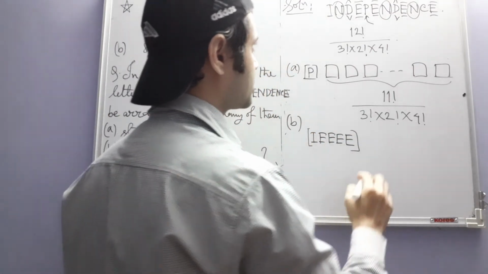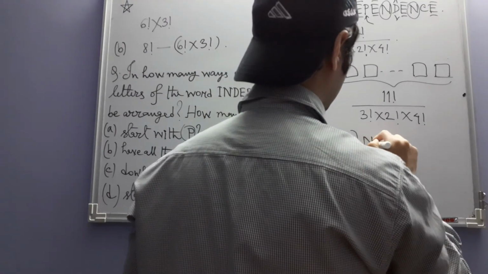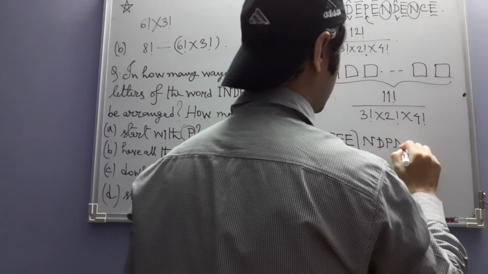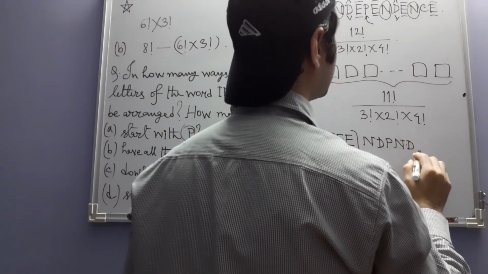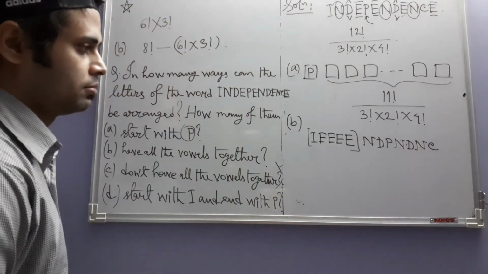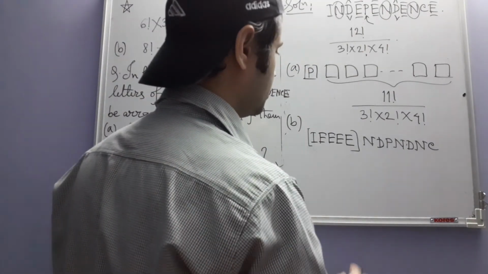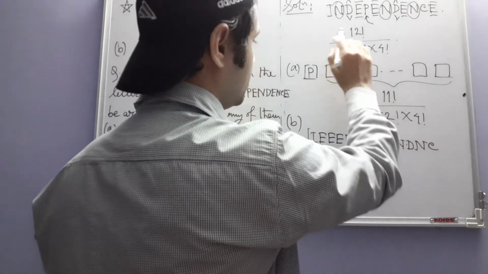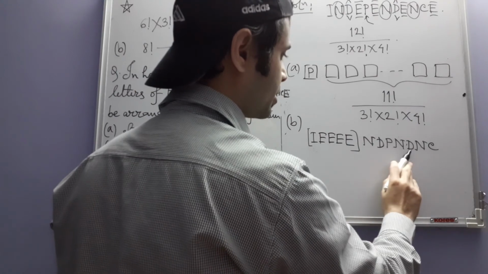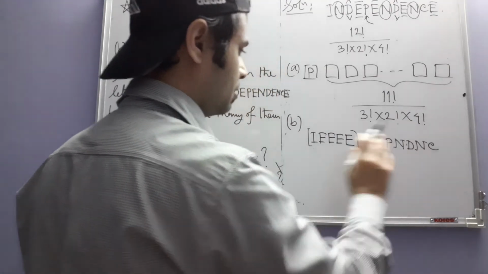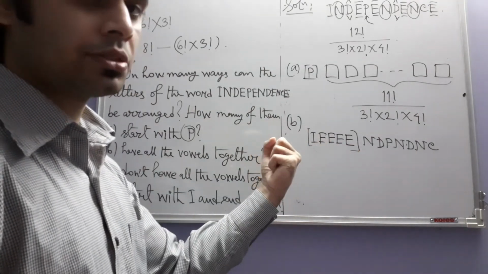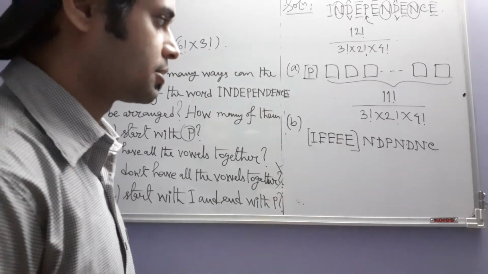The remaining objects are, of course, N, D, P, then we again have N, D, N, C. Have I written it correctly? Let me check the repetitions. N appears 3 times, D appears twice, P appears once, C appears once. So this is what happens when we take the vowels together and write the remaining consonants.